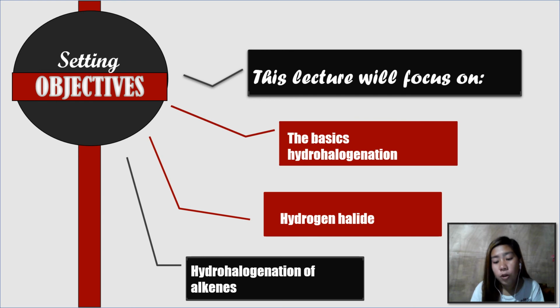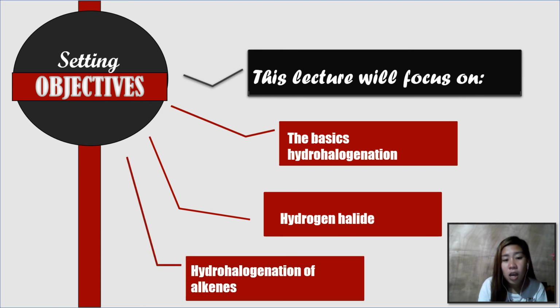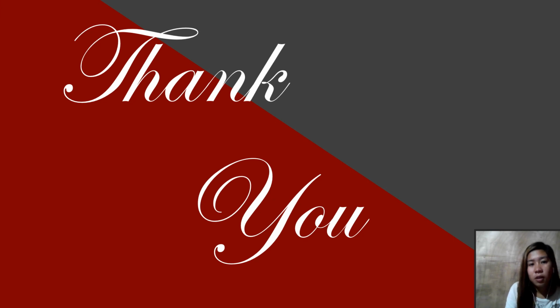Going back, we already discussed the basics of hydrohalogenation. We already tackled the hydrogen halide and all about it. And now we have just finished the hydrohalogenation of alkenes. So that's it for this video. I hope you understand something about hydrohalogenation of both symmetrically and asymmetrically substituted alkenes. And see you soon. Thank you.